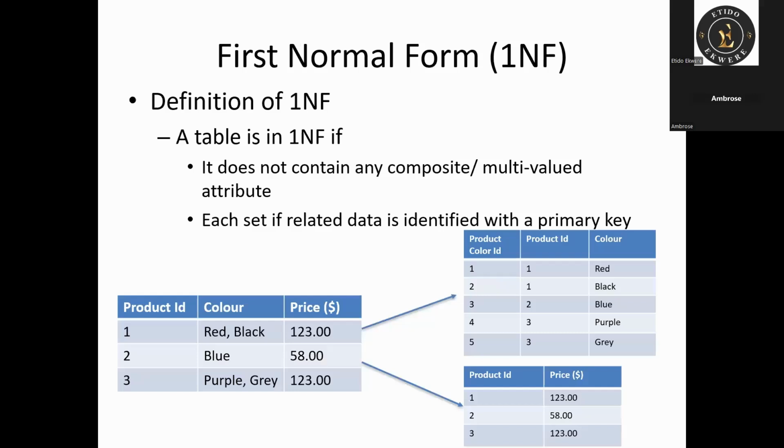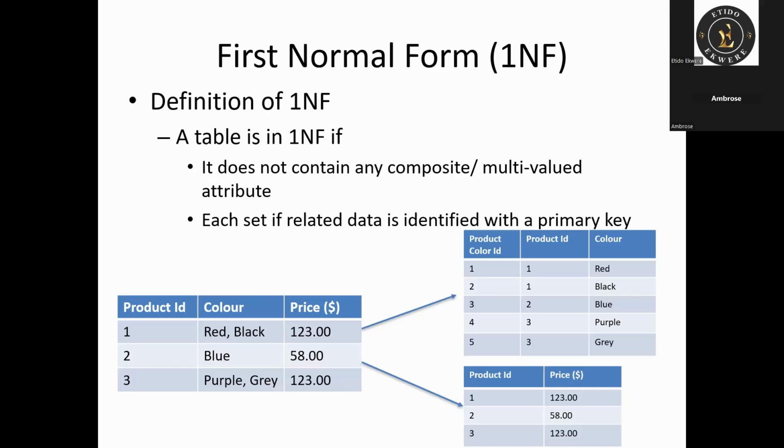Each of them has requirements and what they enforce for you to be at that normal form level. So for the first normal form, when I speak of a table, I mean the relational database table, it's in first normal form if it does not contain any composite or multi-valued attribute. And secondly, if related data is identified with the primary key. The primary key concept is a key component of the relational database model. It's expected that each tuple should have a primary key, and candidate keys and other related data.